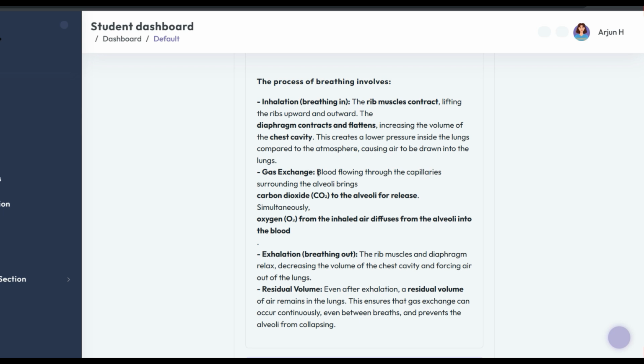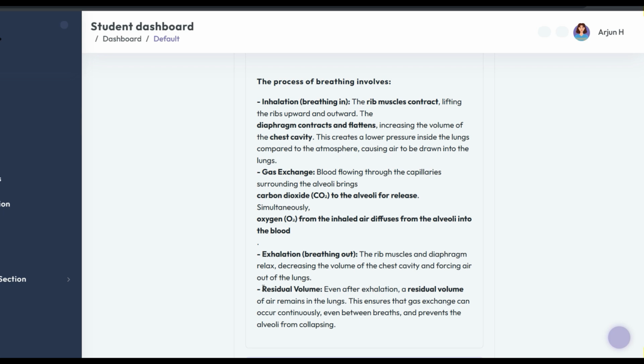Then the gas exchange takes place, with the blood flowing through the capillaries surrounding the alveoli. It gives CO2 to the alveoli for release. Simultaneously, it takes in the oxygen and delivers it to wherever it is needed. On inhalation, air diffuses from the alveoli into the blood. And in exhalation, the breathing out, the rib muscles and the diaphragm relax, decreasing the volume of the chest cavity and forcing air out of the lungs.